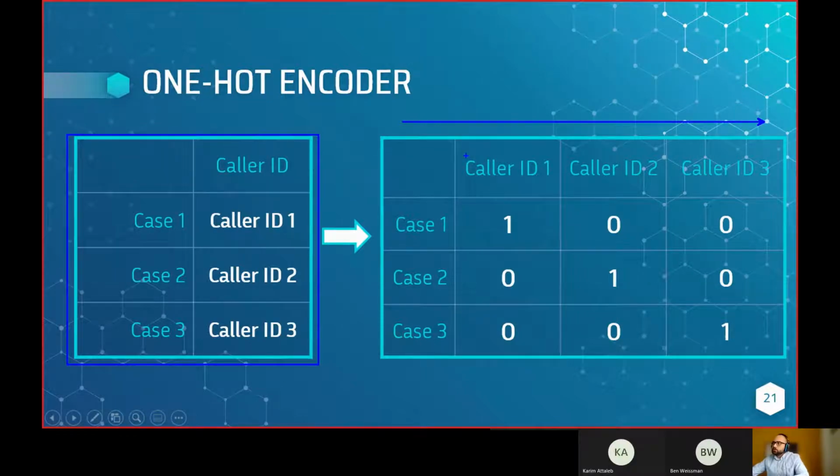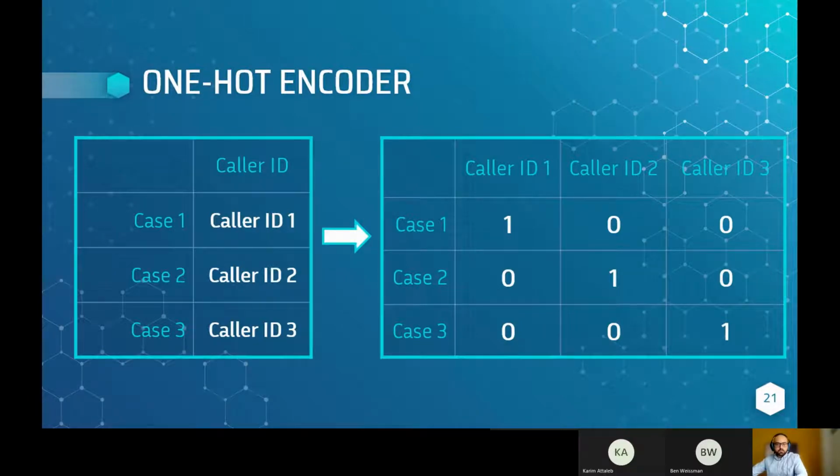But you can see that for caller ID 1, for case 1, we have a 1 because that's exactly what corresponds to that case or that row. And for the rest, you get a 0. So accordingly, for caller ID 2, you have a 1, and for caller ID 3, in row number 3, you have a 1. So this is the simplest method. And now let's take a look at how this works in practice.